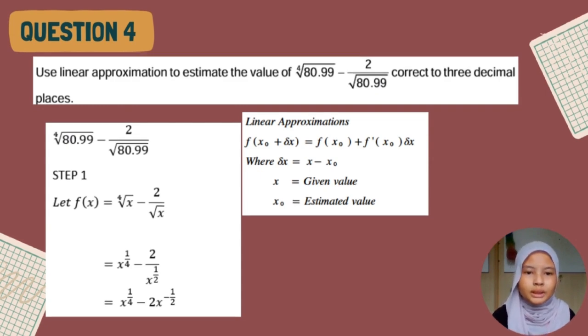Go to the equation, fourth root of 80.99 minus 2 over square root 80.99. Step 1, we will let f(x) equal the fourth root of x minus 2 over square root x. We replace with 80.99, which is the given value. It will be x power 1 over 4 minus 2 over x power 1 over 2. It will be x power 1 over 4 minus 2x power negative 1 over 2.